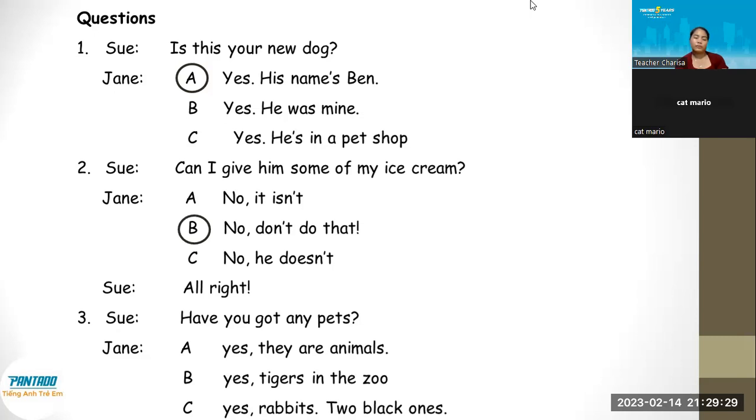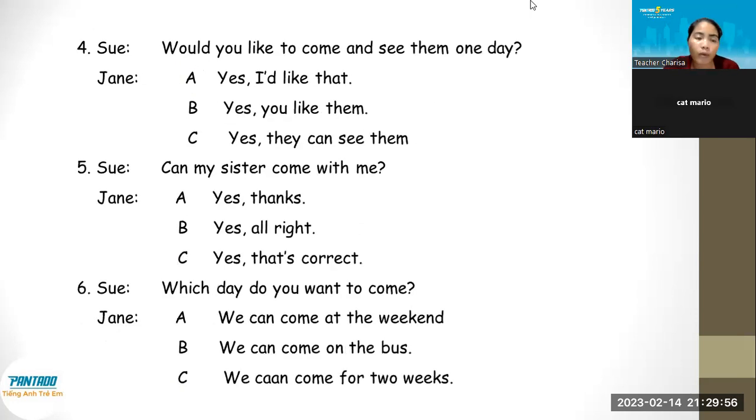Have you got any pets? Yes, they are animals. Have you got any? So, meaning you have another, right? So, what is your answer? Yes, rabbits, two black ones. Okay, number four, go.